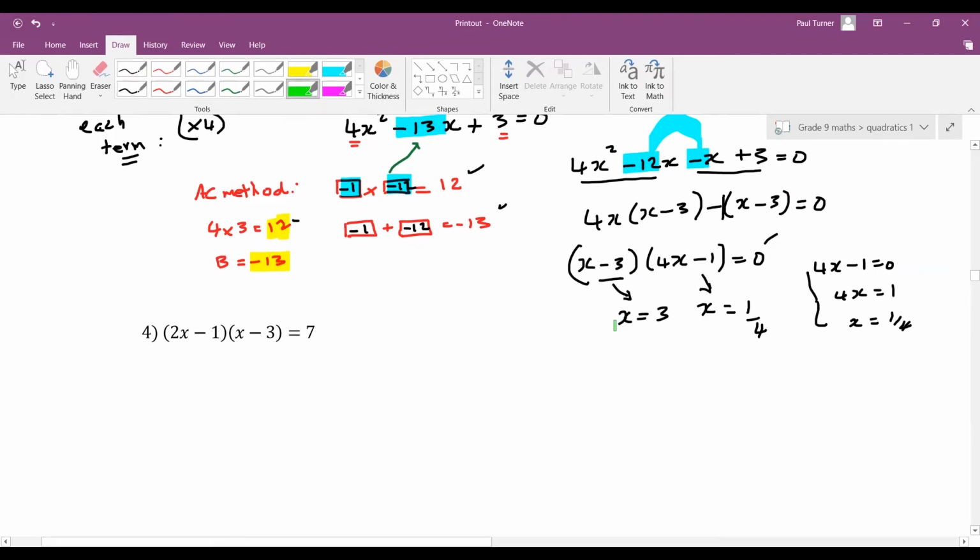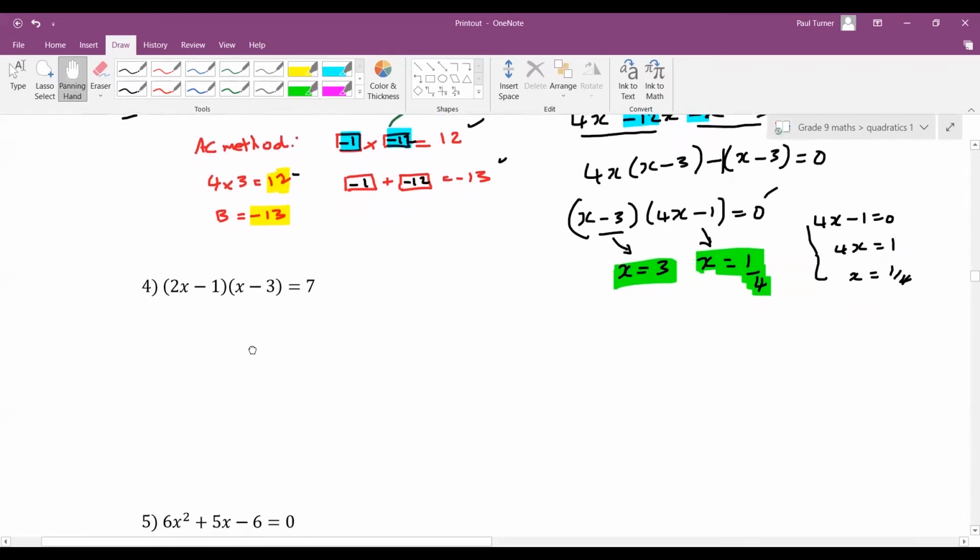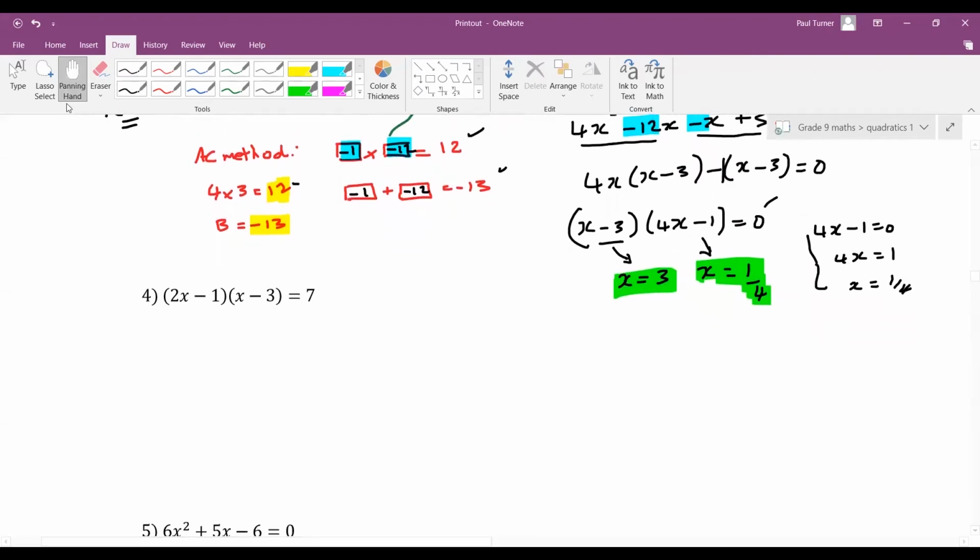So those are your two answers for that one, 3 and a quarter, and put them back in and check your solution later, back to the original equation. Got that okay? So I'll leave it there a bit if you're copying. So for the next one, we've got a quadratic, but it looks like we need to expand this. Okay, so let's multiply it out.